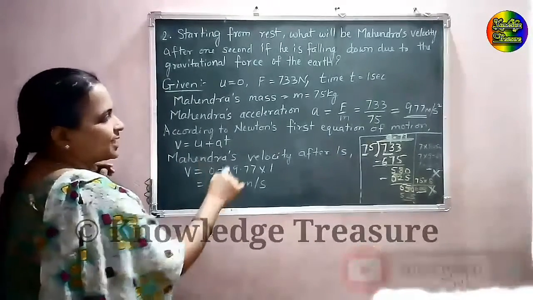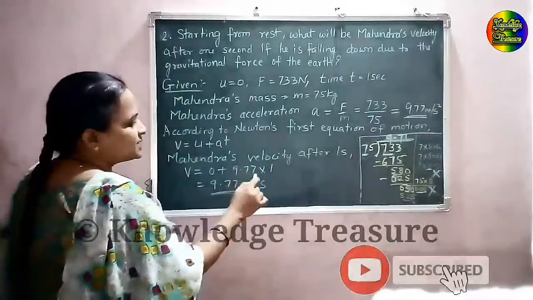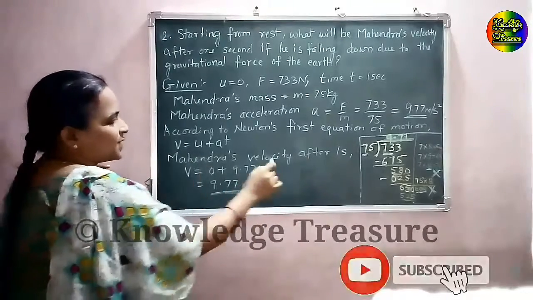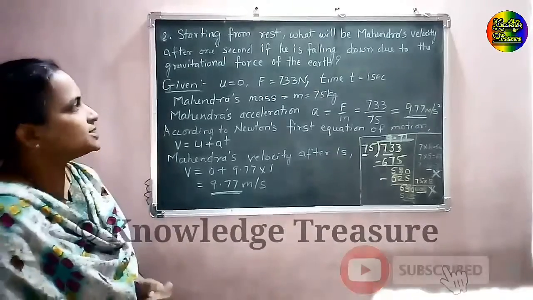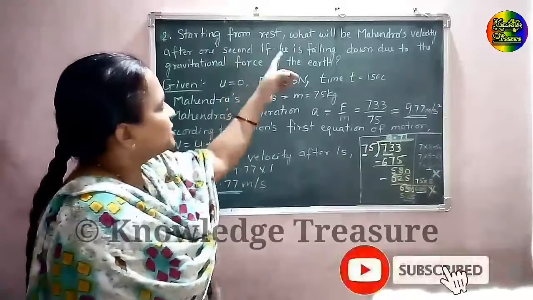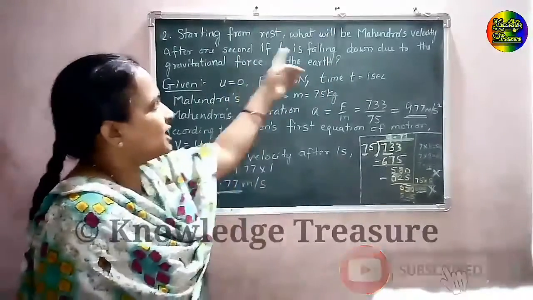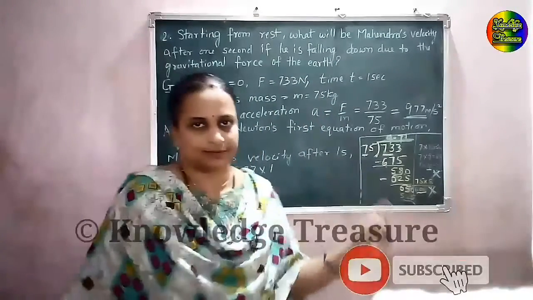So you are putting 0 plus acceleration. Now we only have to find out acceleration is 9.77 into what is the time? 1 second. So Mahindra's velocity after 1 second is 9.77 meter per second. This is the velocity of Mahindra after 1 second when he is falling down due to the gravitational force of the earth.